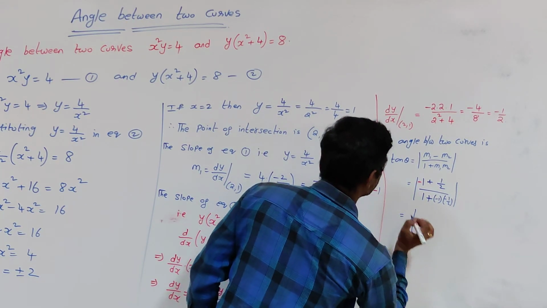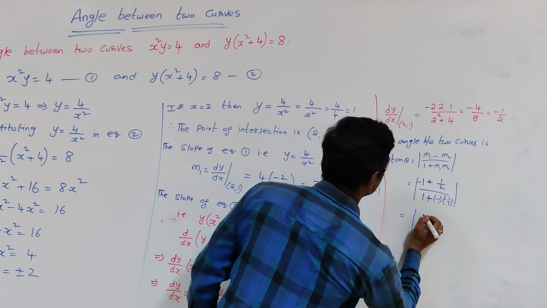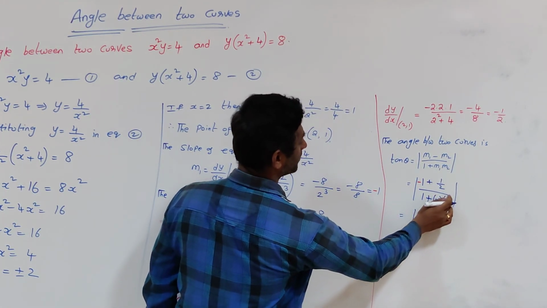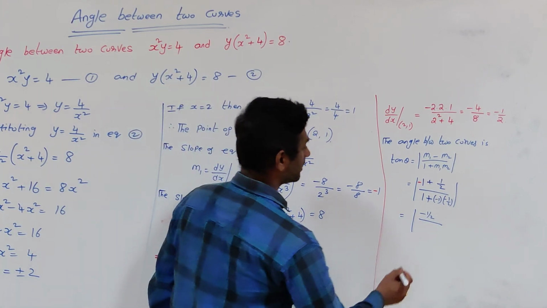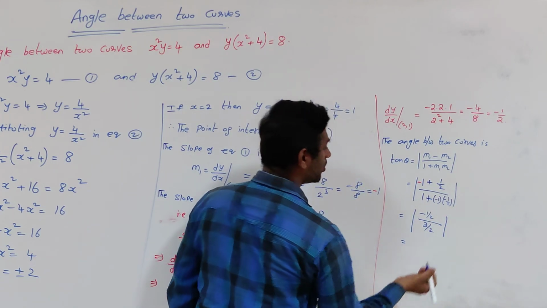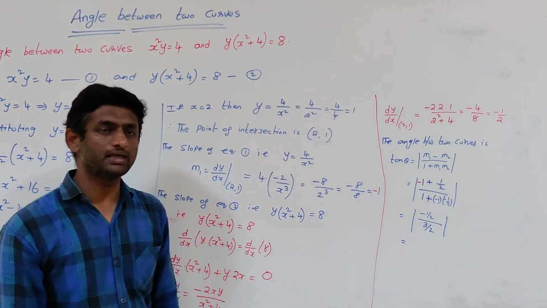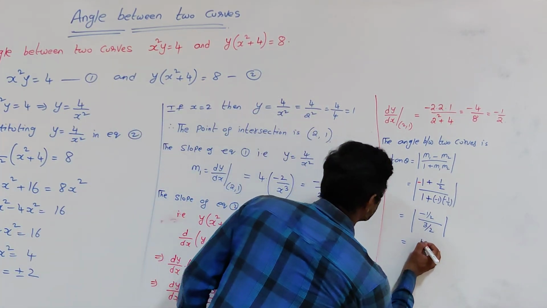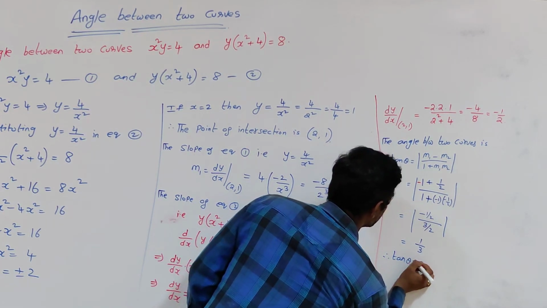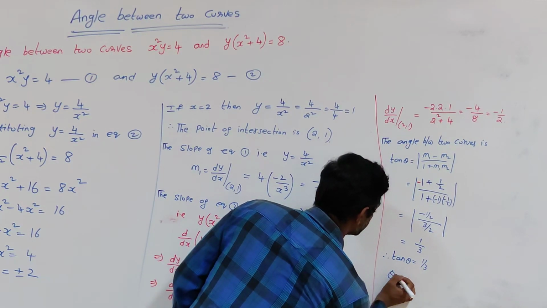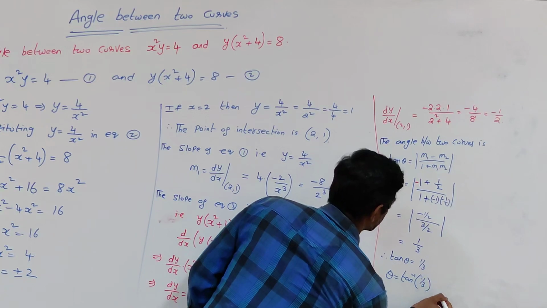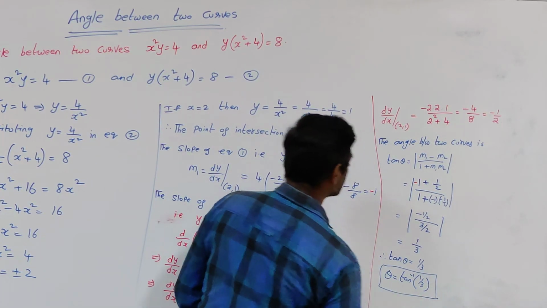Which is modulus of (minus 1 plus 1 by 2) by (1 plus (minus 1) into (minus 1 by 2)). So it is 1 plus 1 by 2, that gives 3 by 2. So modulus of (minus 1 by 2) by (3 by 2) gives 1 by 3. Therefore tan theta is equal to 1 by 3 and theta is equal to tan inverse of 1 by 3. So that is the angle between the two curves.